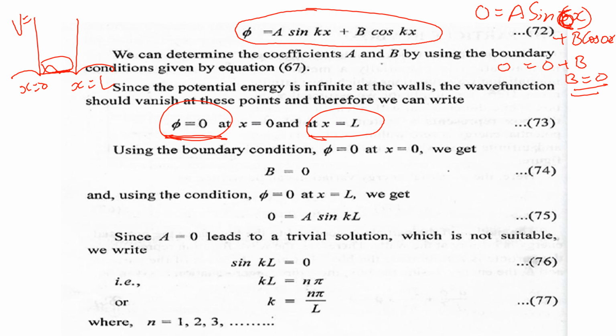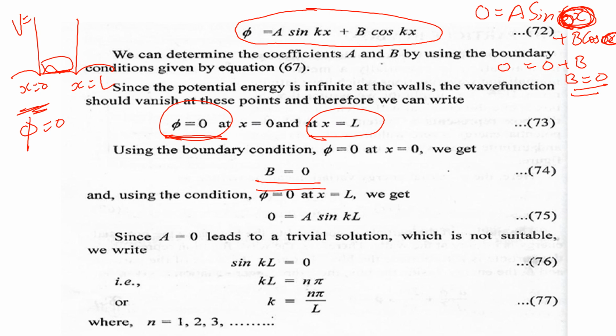Once again, applying the first boundary condition: on the first boundary, that is x equal to 0, the wave function phi is equal to 0. So applying that in this equation, 0 equal to a sin 0 plus b cos 0. Sin 0 is 0 and cos 0 is 1. Therefore, the value of b equal to 0. So we got the value of b equal to 0 from that.